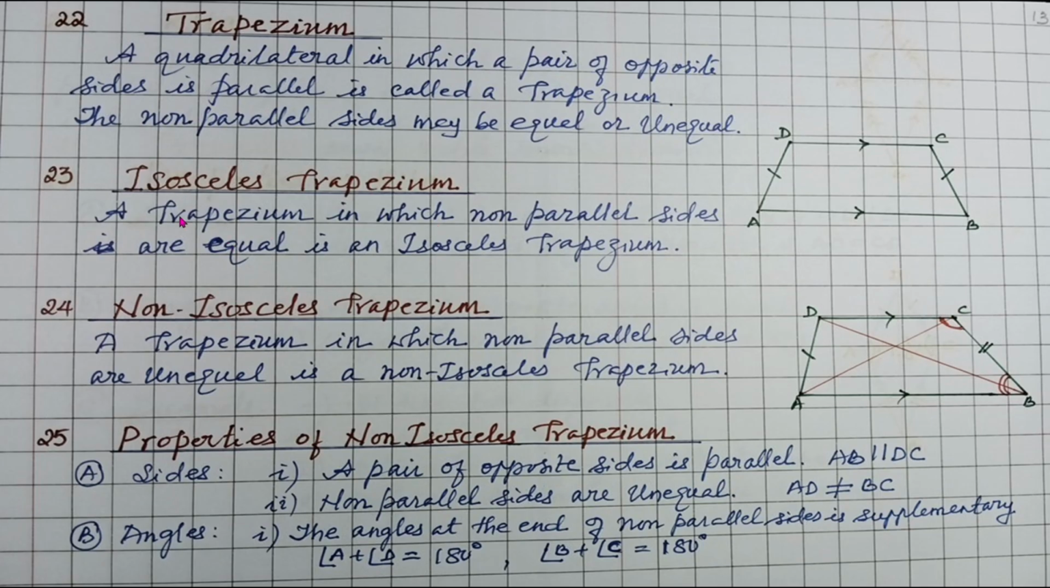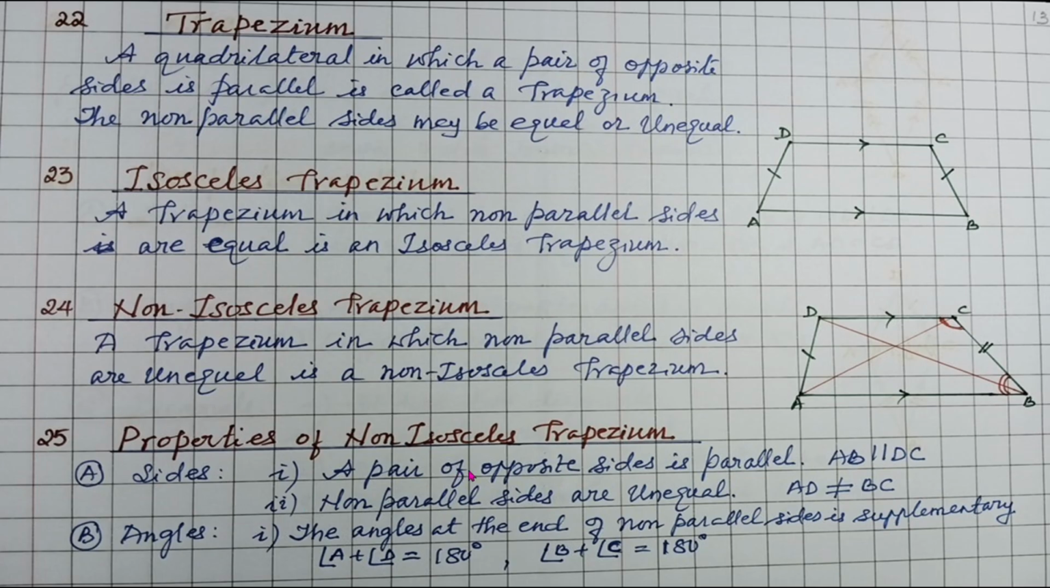An isosceles trapezium is one in which one pair of opposite sides are parallel and the non-parallel sides are equal, that is AD is equal to BC. In non-isosceles trapezium, one pair of opposite sides are parallel and the non-parallel sides are unequal here. That means AD is not equal to BC. Remember that. Now the properties of non-isosceles trapezium.